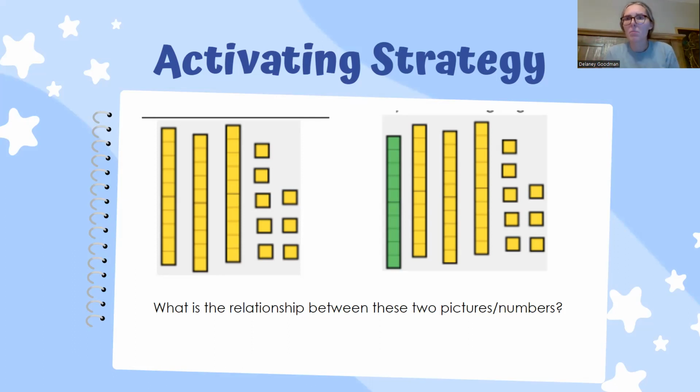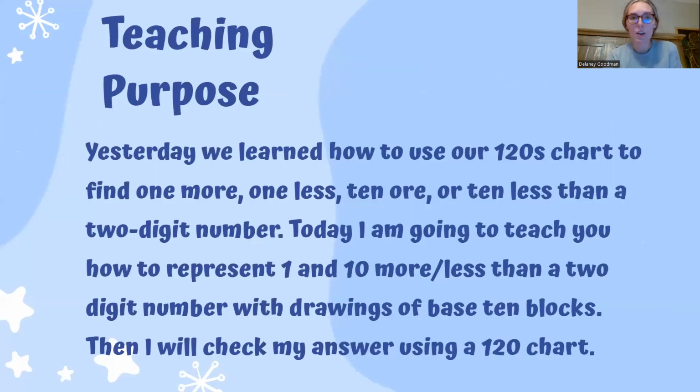How are these numbers similar? Well, I can see that both of the numbers have at least 3 10s and then 8 1s, but I can see the green rod right there, which shows me that 1 10 was added, right? So the picture on the right is 10 more than the picture on the left. All right, let's move into our lesson today, okay?